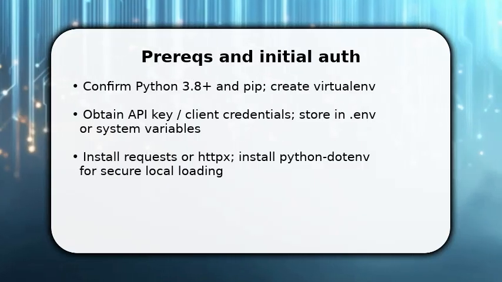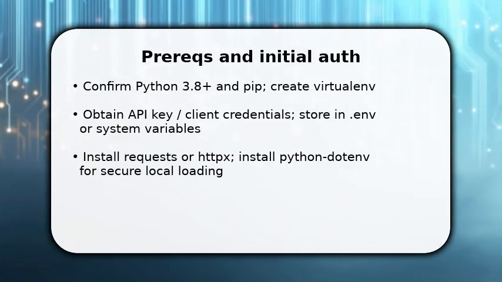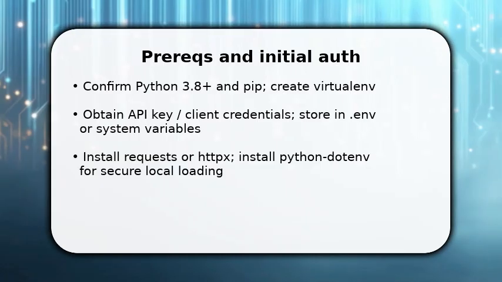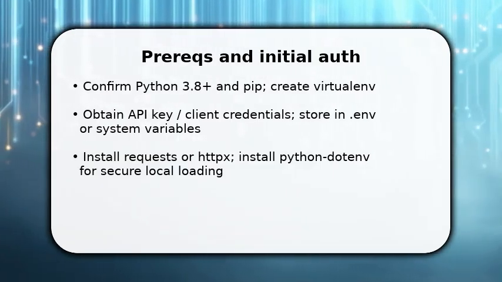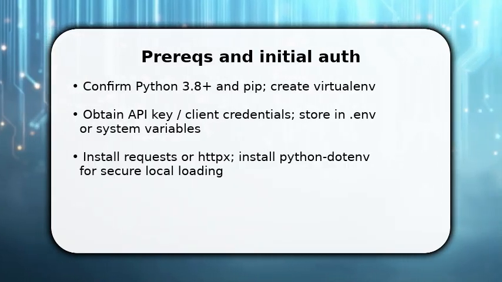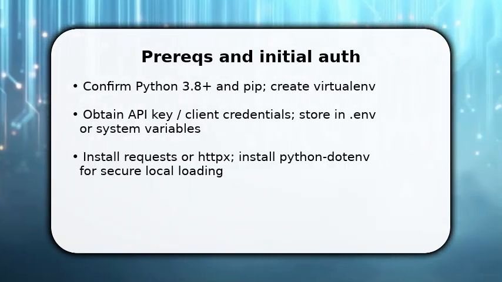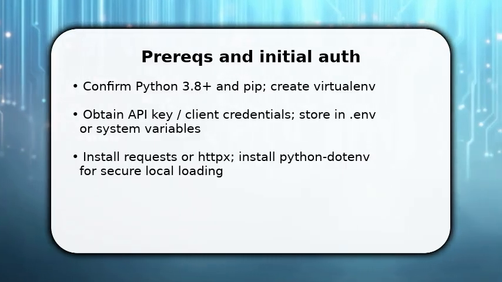You start by confirming Python 3.8+ and an isolated virtualenv. This prevents dependency clashes. Next, obtain API credentials now and save them in a .env file or environment variable so you won't hardcode secrets. Once done, pip install requests or httpx and python-dotenv. These let you make HTTP calls and load secrets safely.